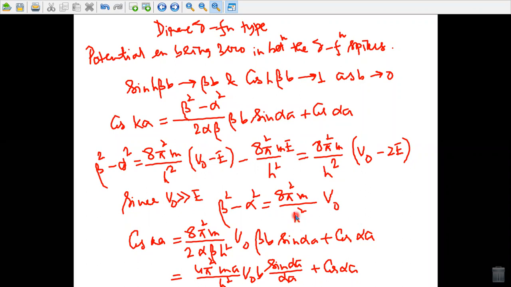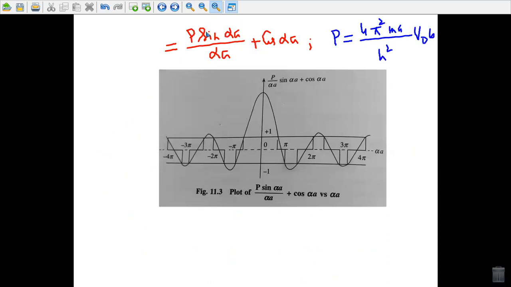So substituting this in the previous equation, this gives cos ka is equal to 8 pi square m by 2 alpha beta h square times V0 beta b sin alpha a plus cos alpha a. Further, it is 4 pi square m a by h square V0 b, sin alpha a by alpha a, plus cos alpha a. So it is simply approximated as P times sin alpha a divided by alpha a plus cos alpha a, where P is assumed as 4 pi square m a divided by h square times V0 b.